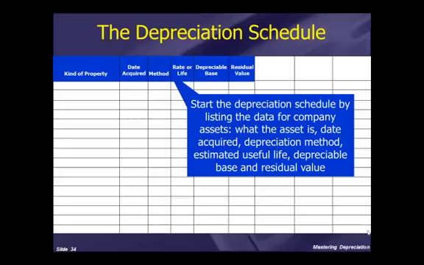All right, we have a depreciation schedule that you need to be familiar with. They also have these in the textbook. They give you ones that are filled out that you can follow along and study as examples. They also give you some blank ones that you can write on or make a copy of and use. Looking at the depreciation schedule, look at the headings. We have the kind of property, the date acquired, the method, because we've got 4 different methods. We've got the rate that we can express as a percent, or life in terms of years. We have the depreciable base, which is the cost less residual value, and the residual value. So we have all of this information.